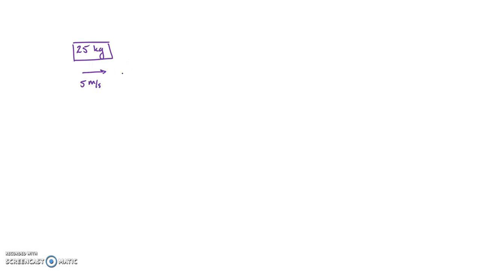Because it's going so fast, it's actually going to catch up and hit a 30 kilogram object that's going to the right at 3 meters per second. So it's going a bit slower, and that's how the 5 was able to catch up to the 3. This is what happens before.